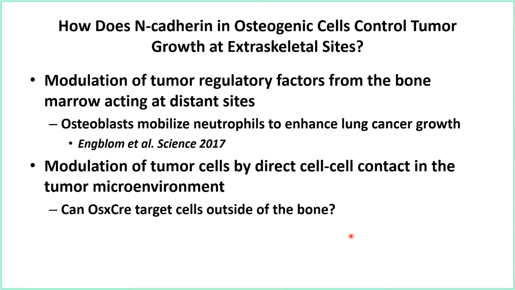So the question with this type of data is, how is it possible? How does N-cadherin in osteogenic cells control tumor growth at extraskeletal sites? You can understand that perhaps N-cadherin is dispensable locally, but why do we see an increased tumor burden outside of the skeleton?